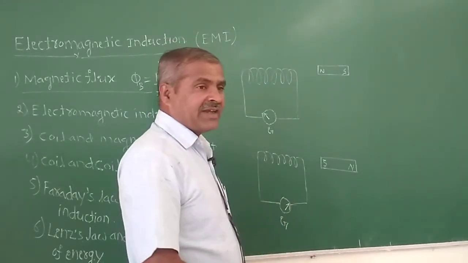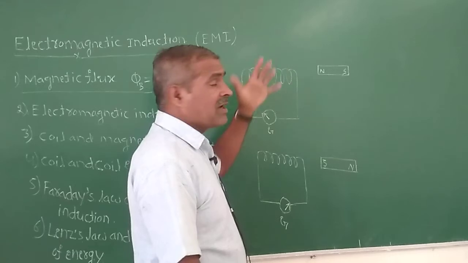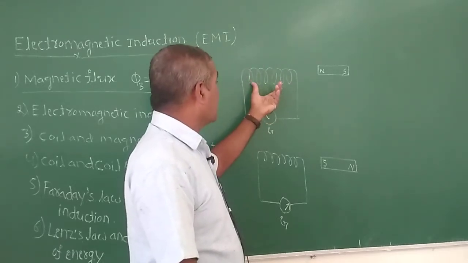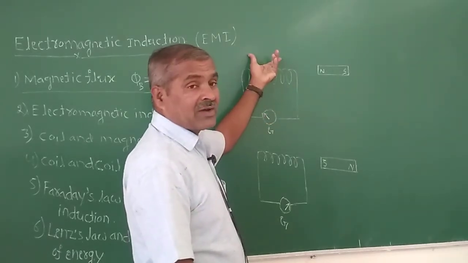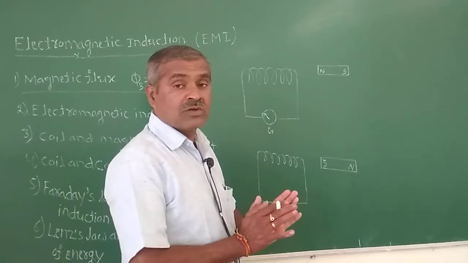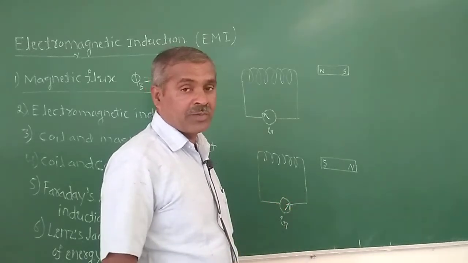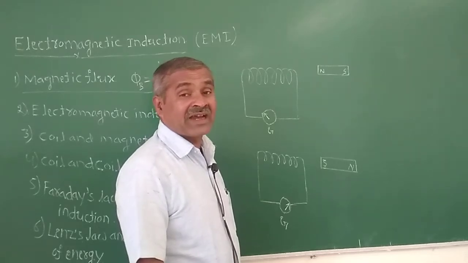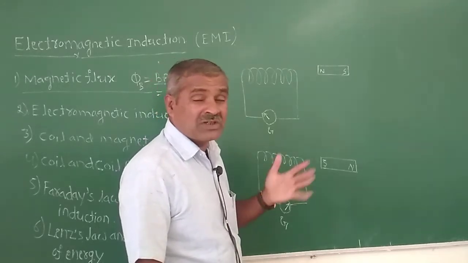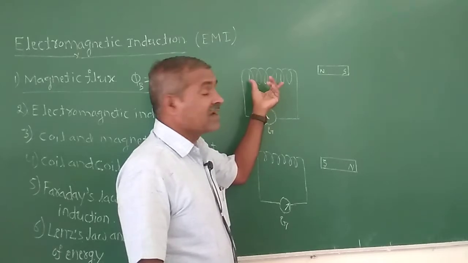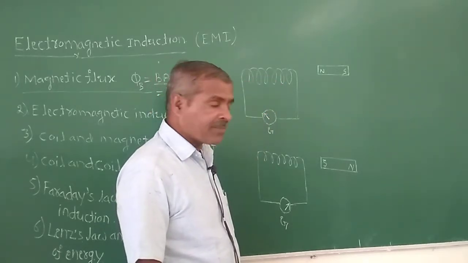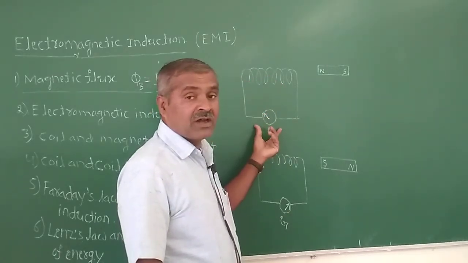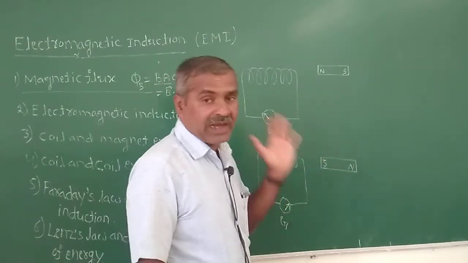Okay? The bar magnet is constant above the coil, and there is no deflection in the galvanometer. Why? Because there is no change in the magnetic flux linked with this coil. Therefore, the galvanometer does not show deflection.